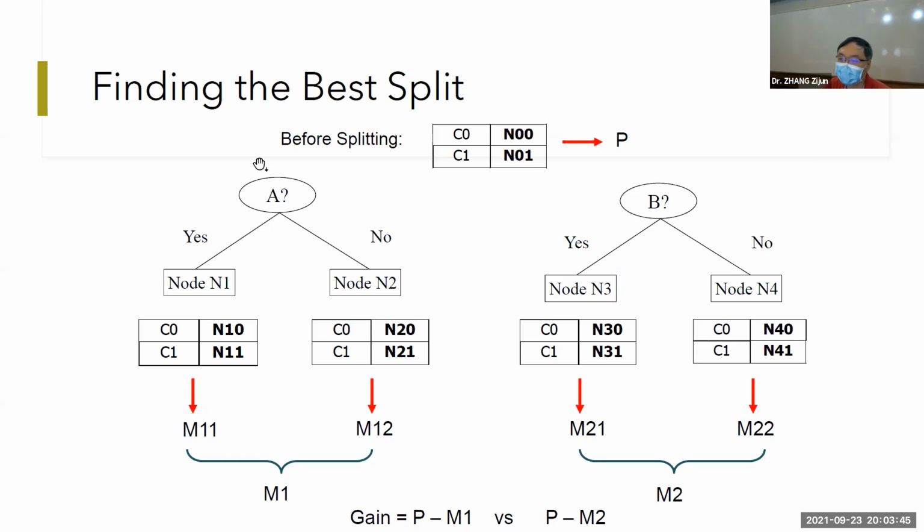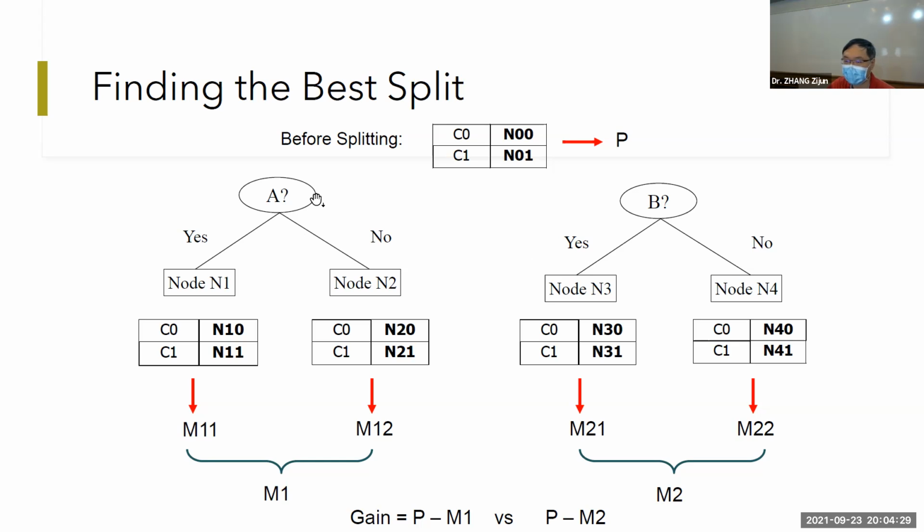So here is an example. Before splitting, we have class 0 and class 1, two classes, okay? The frequency of class 0 is denoted as N00, and the frequency of class 1 is denoted as N01, which gives the impurity P, okay?